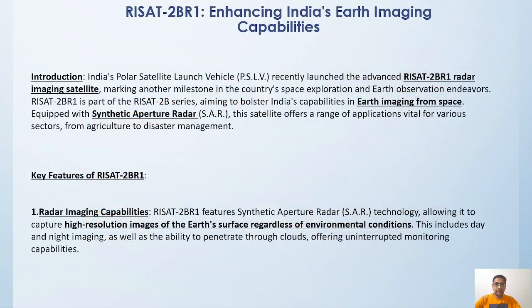Now we are moving towards the next type of satellite, called RISAT-2BR1. It is again an advanced type of radar imaging satellite. It will be imaging the Earth from space. This satellite will have a synthetic aperture radar, that means an antenna and radar will be kept over there. The main purpose of that is radar imaging.